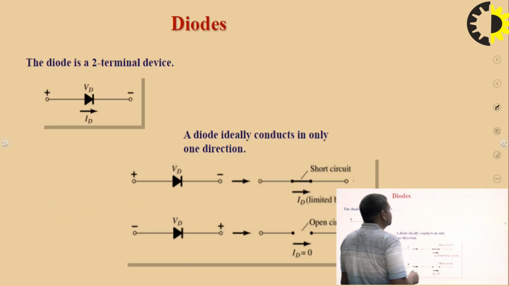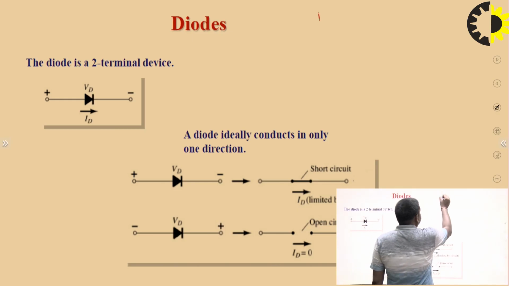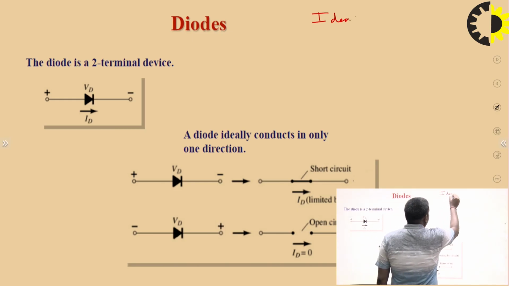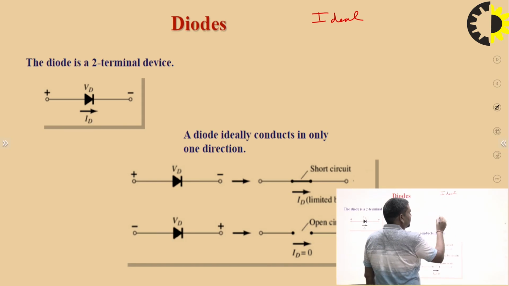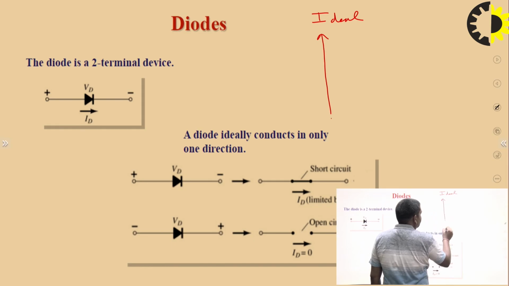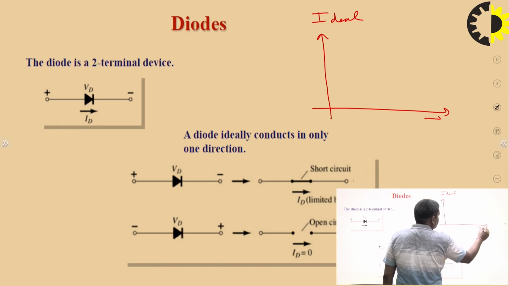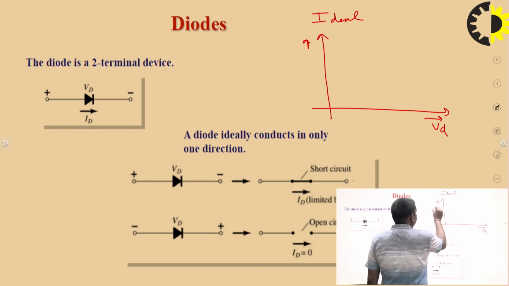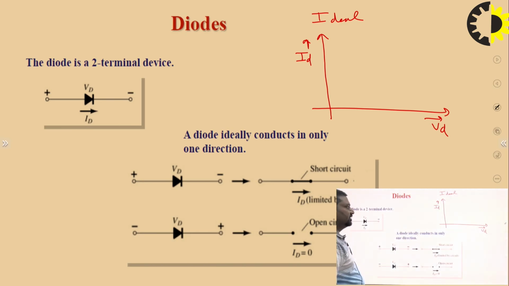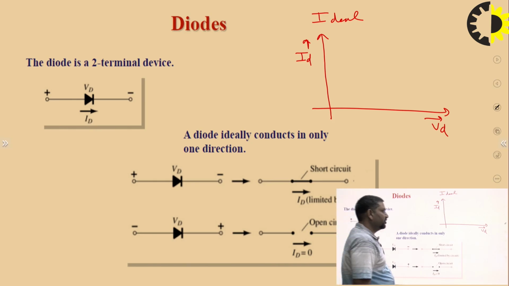Next, what are the ideal characteristics of a diode? Before this, we have to understand the meaning of characteristics. Characteristics are defined by the IV characteristics of the diode. What diode voltage we apply across the diode and how much current flows, that graph is called the VI characteristic or IV characteristic of the diode.